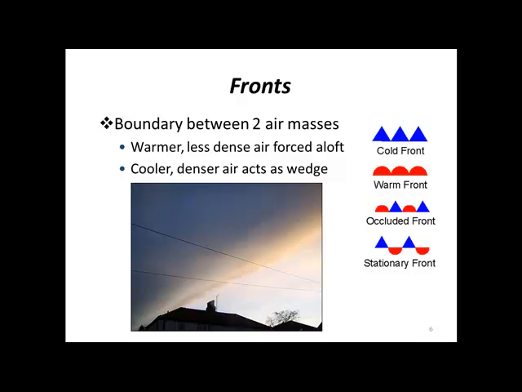When two air masses come together, the boundary that's formed between them is called a front. Whenever you have a front, no matter what two fronts are coming together, warm air always rises. That's because it's less dense, and the cooler air acts as a wedge underneath the warm air. You can see on the right there are some symbols for the different types of fronts we're going to go over.